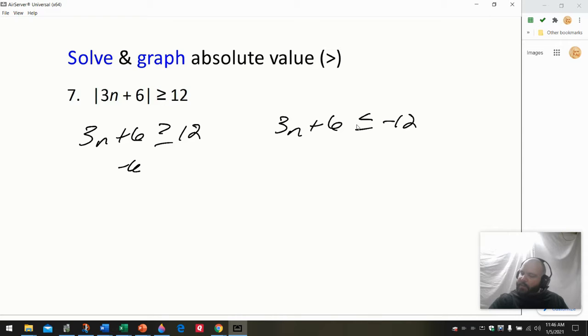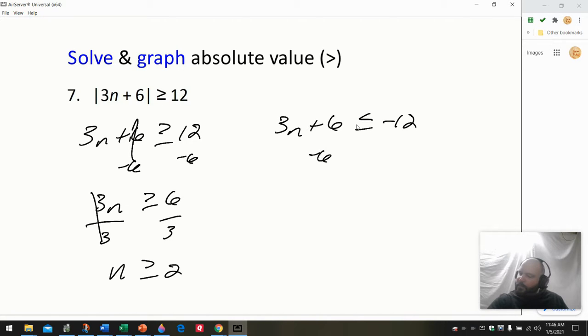So we're going to subtract 6 from both sides. 3n is greater than or equal to 6. We divide by 3. N is greater than or equal to 2. Going to subtract 6 on both sides here. 3n less than or equal to negative 18. When I divide by 3, n is less than or equal to negative 6.